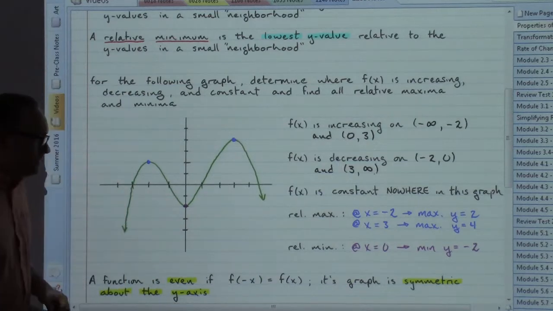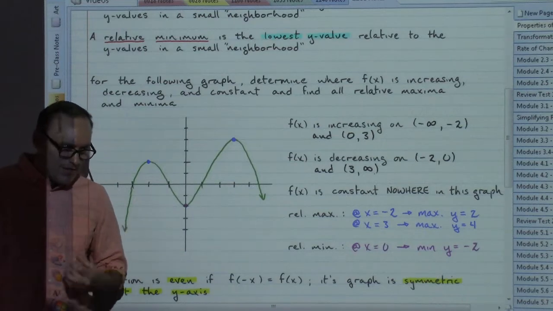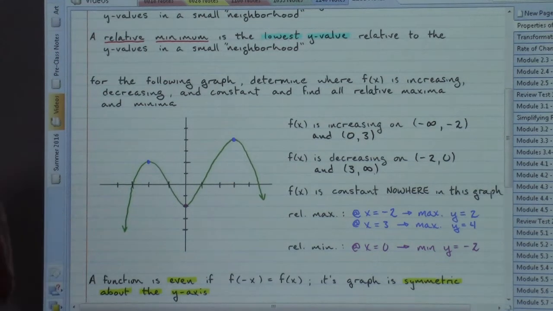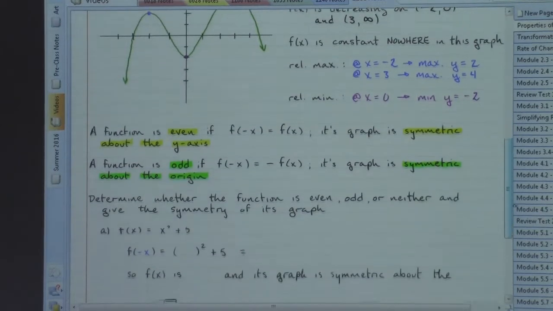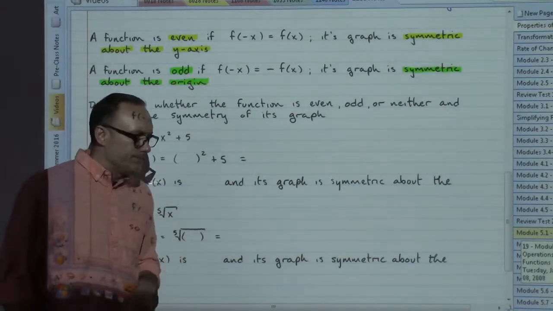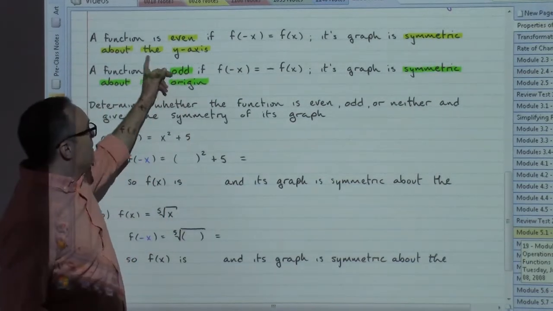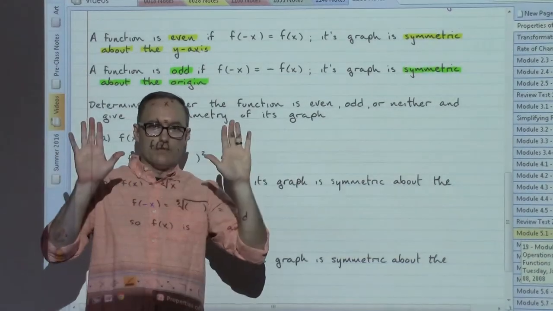Now, the next stuff is not necessarily as interesting to talk about, but it can be helpful. We do sometimes want to investigate whether there's anything special about how a function appears and behaves, and that's regarding the idea of symmetry. Now, symmetric about the y-axis, that's like a mirror image, right? Bloop, bloop.